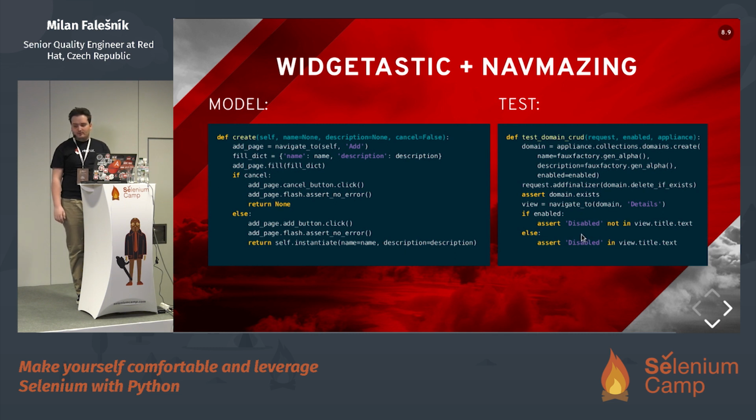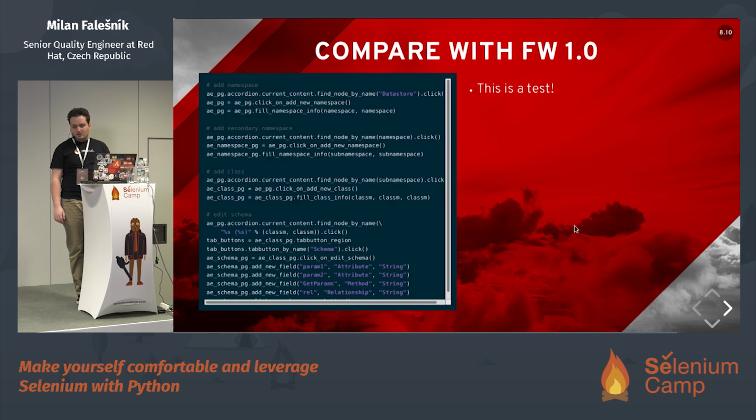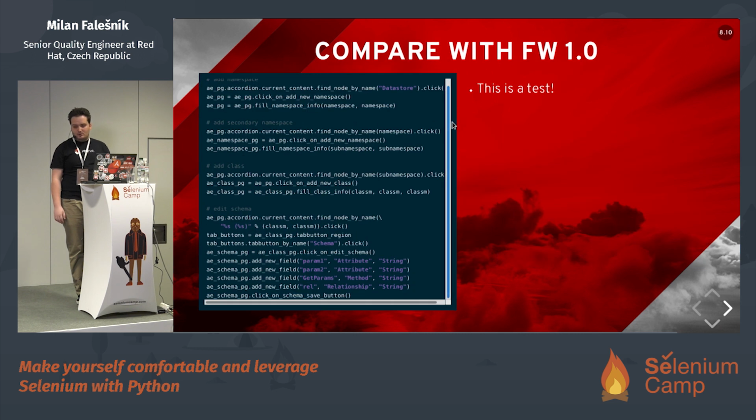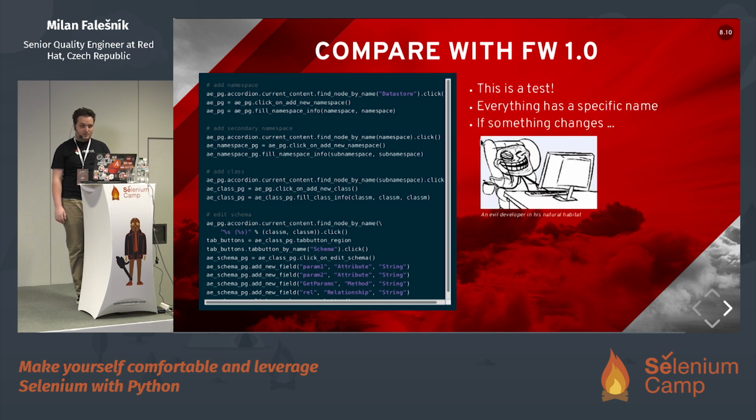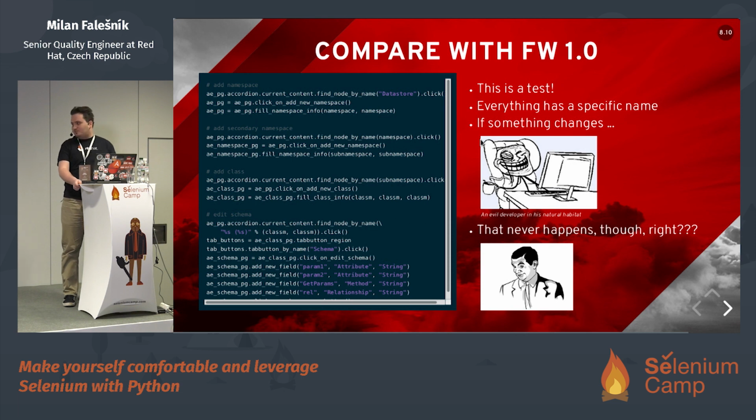So this is how the test looked before. It was that classic way of going around, passing pages, returning them from the methods, etc. It was very verbose. And when something changed, everything had a specific name. And if something changed, which developers like to do for some reason, then you have to get someone to change it everywhere. It's not very nice. But that never happens. Developers say they never change anything, but that's just not true.